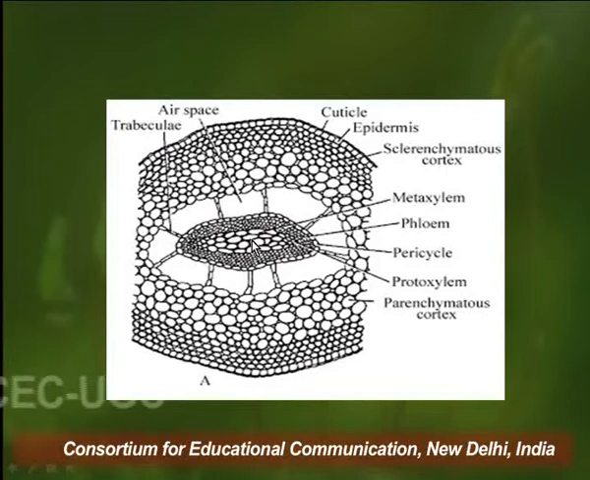The xylem tissues have protoxylem at the periphery, towards the edge, and metaxylem in the center. Surrounding these xylem tissues are phloem tissues. So, in the center there is xylem surrounded by phloem tissue, surrounded by the pericycle layer, and this pericycle is separated from the endodermal layer with the help of trabeculae. The space between the endodermal layer and pericycle is termed the air space.